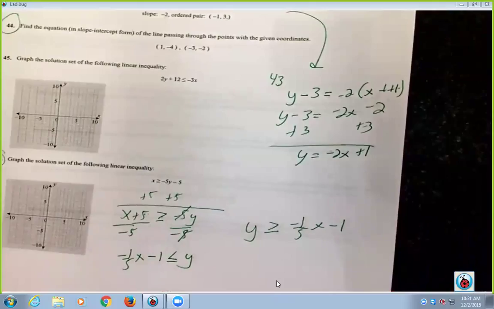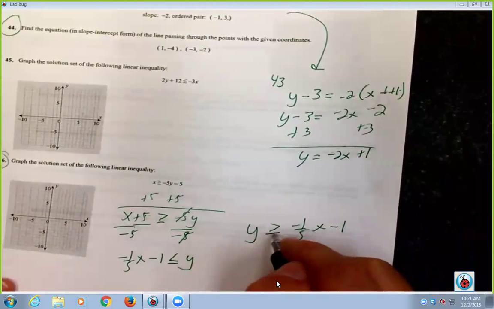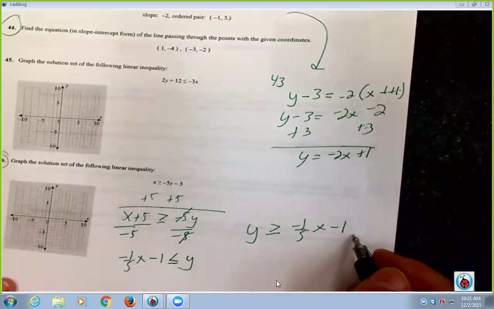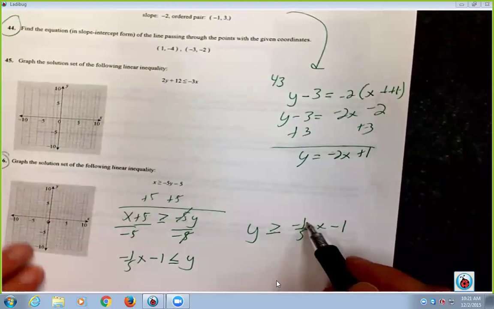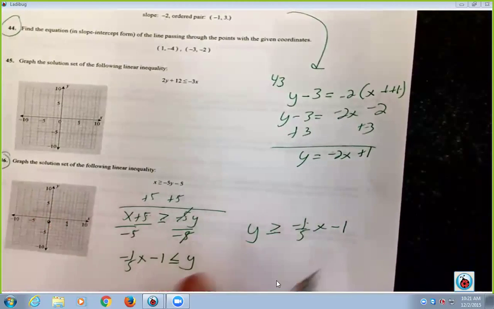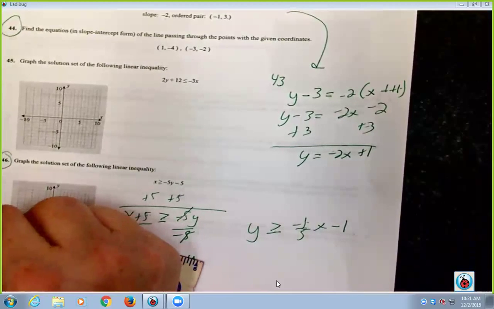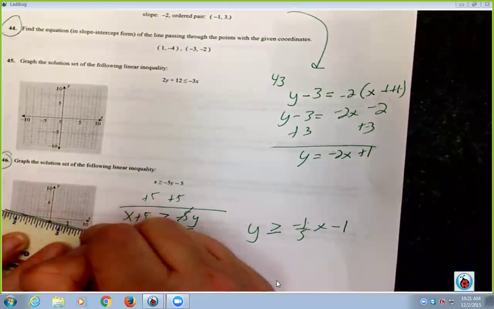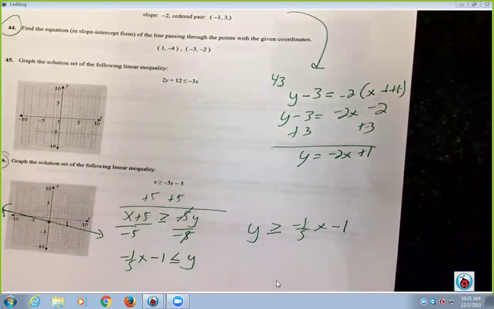So then I'd graph it. And it's going to ask you whether you have a solid line, a dashed line. It's going to be solid because of the equals. So I'm going to go to a negative 1. Follow my slope. Slope says down 1 and over 5. Graph my line. Solid line. Because it's included because there's an equals.